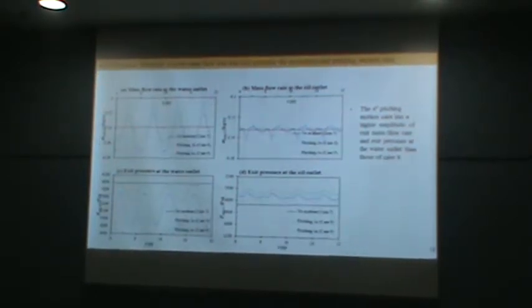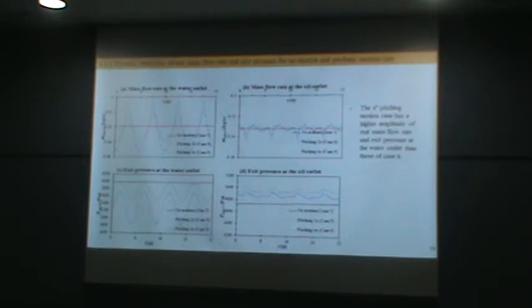Next is the dynamic behaviors of outlet mass flow rate and outlet pressure for no-motion and pitching motion cases. We can see clearly this for 4 degree pitching motion. The 4 degree pitching motion has a higher amplitude in outlet mass flow rate and outlet pressure at the water outlet than 2 degree pitching motion.